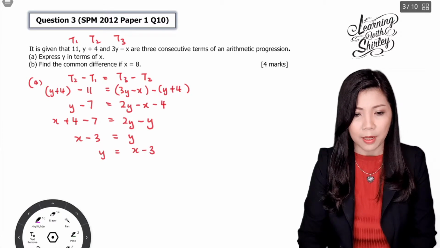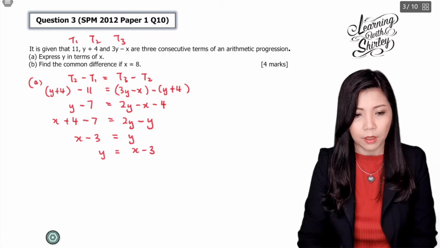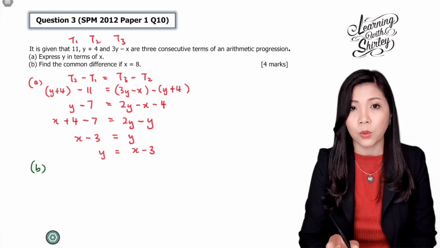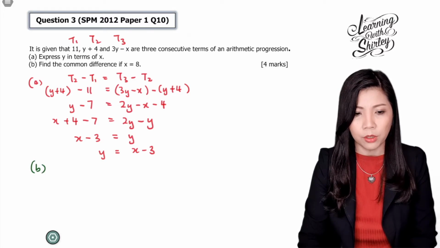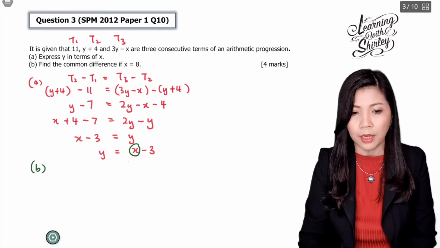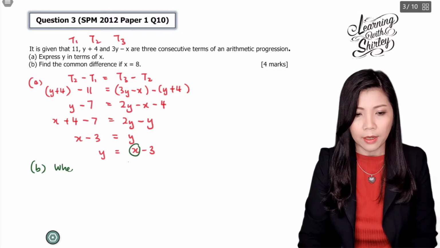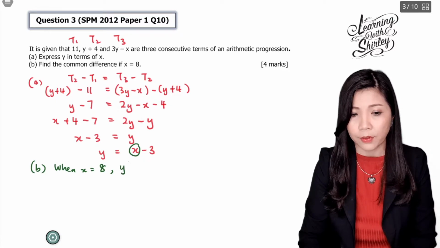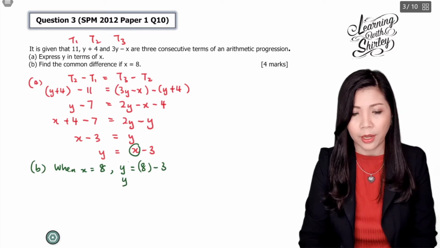Let's solve for B. So for B, find the common difference, means find D if x is equal to 8. So I'm going to substitute x equals to 8 into this formula. So when x equals to 8, we have to find what is the value of y first. So y is equal to 8 minus 3. Okay, so therefore y is equal to 5. Now we can find a common difference.